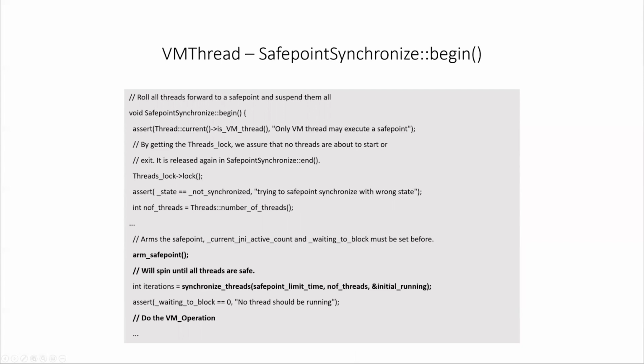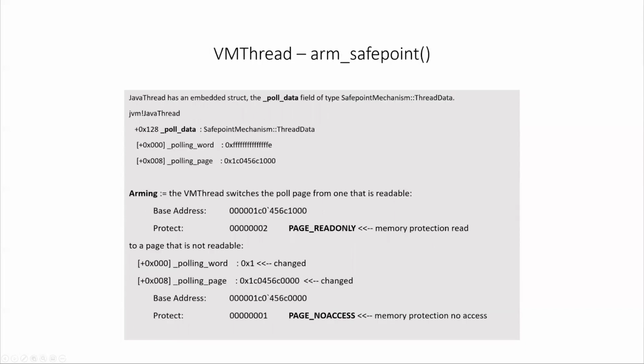Let's take a closer look at what arming consists of. The Java thread has an embedded struct, the poll data field, which consists of 2 pointers. Arming essentially means that the VMThread changes the memory protection of what is called the poll page used in the Safepoint checks. And it's changed from memory protection read-only to no access.